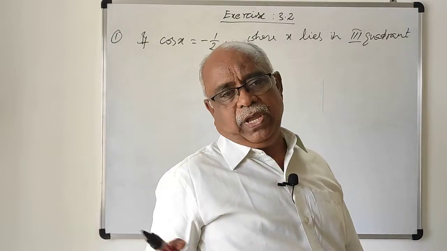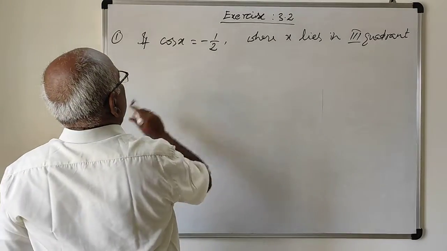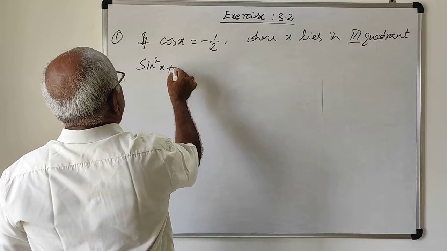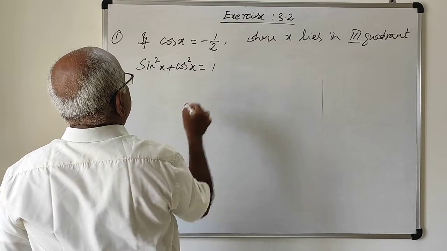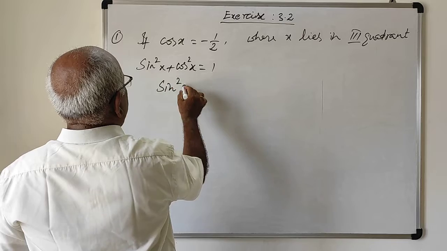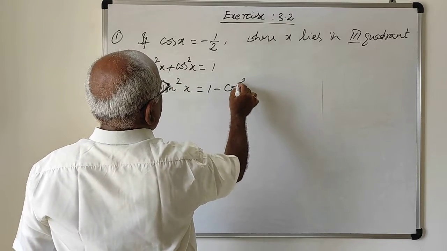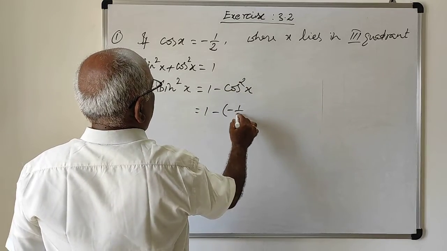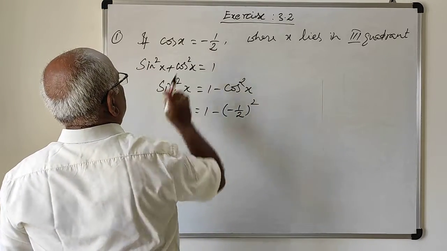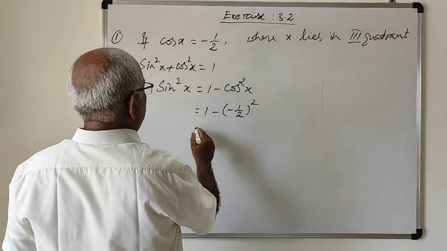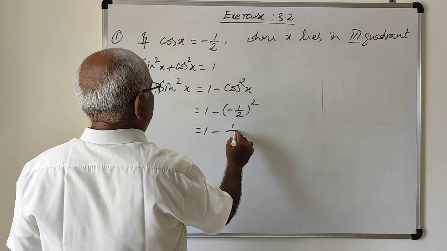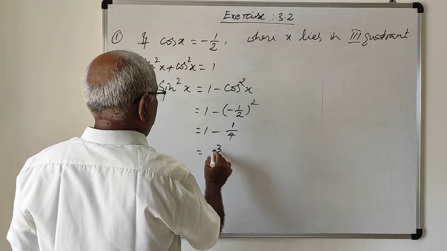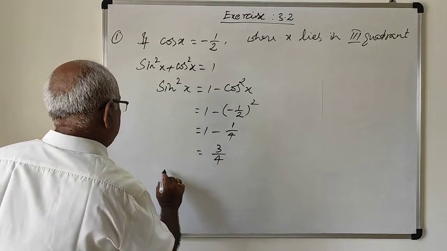Cos x is minus 1 by 2, given. From this, you know that sin square x plus cos square x is 1. From this, sin square x is 1 minus cos square x, that is 1 minus (minus 1 by 2) square, because cos x is minus 1 by 2. On squaring you will get 1 minus 1 by 4, that is 4 minus 1 by 4, which is 3 by 4. This is sin square x.